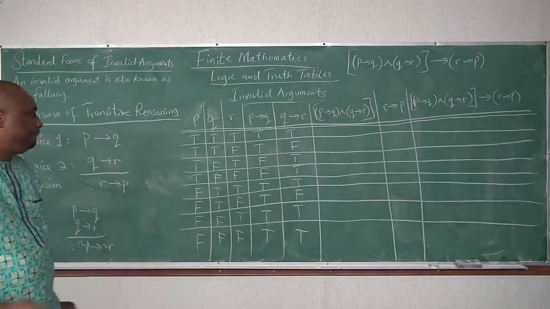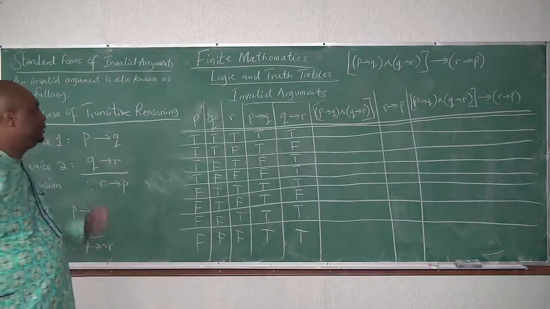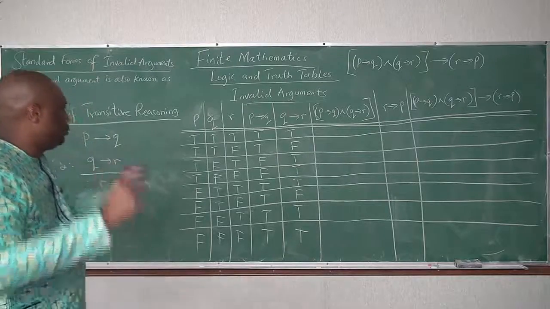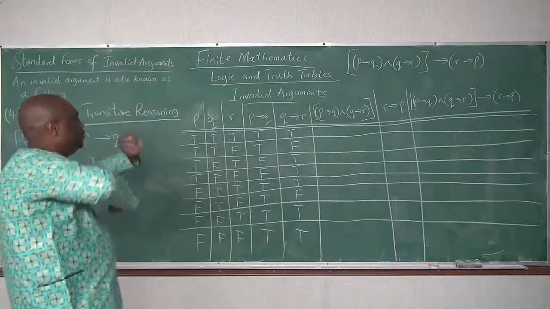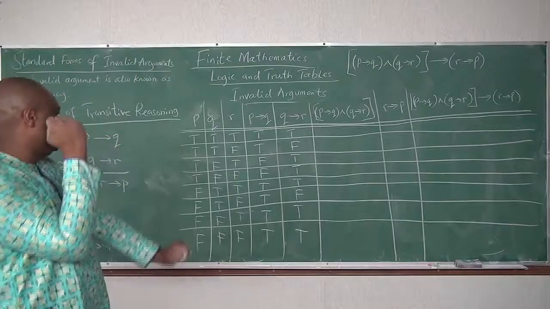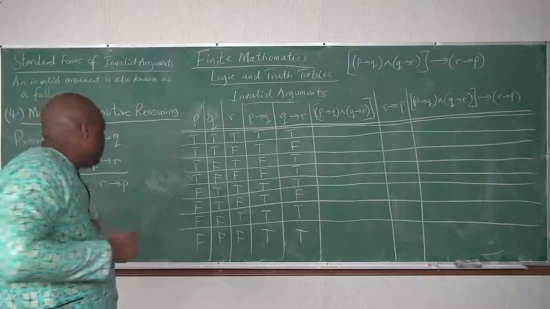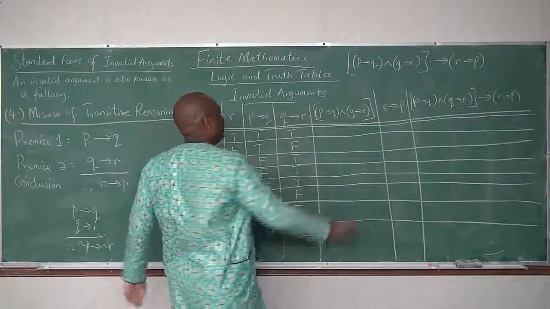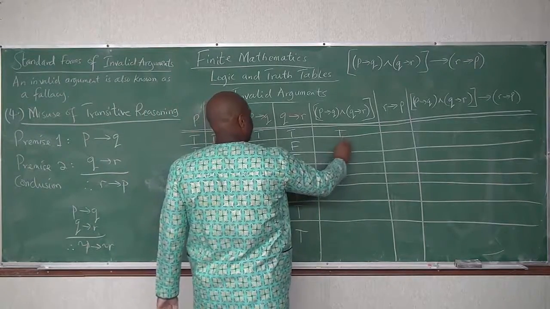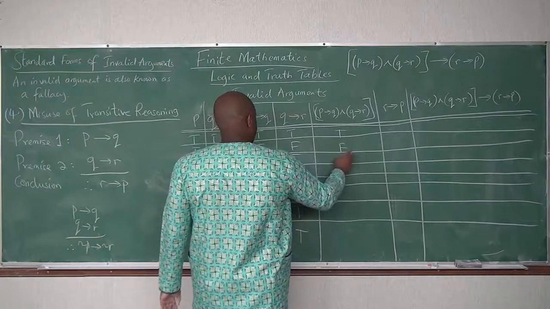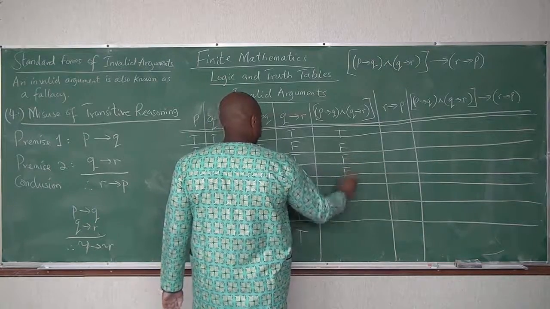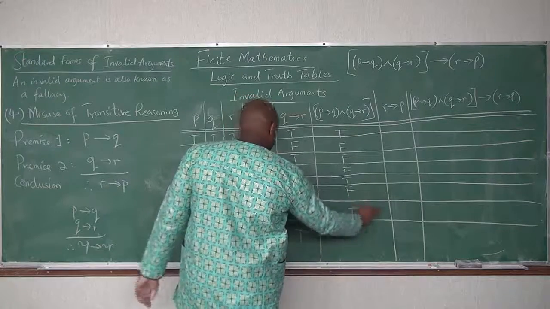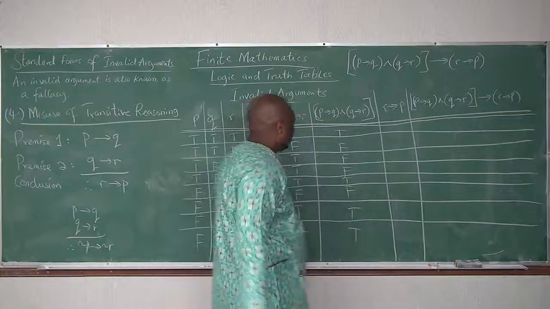Okay? Q implies arrow. Let's check it again. True, true, false, false, true, true, true, true. True, false, true, true, true, false, true, true. Okay, and this: true and true is true, true and false is false, false and true is false, false and false is false. Okay?